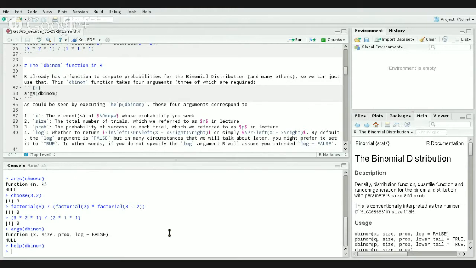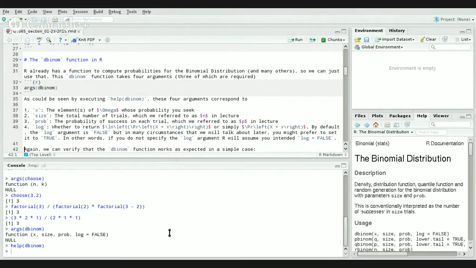If you specify log equals false explicitly or don't specify anything about the log argument, then it will just return the plain probability that the random variable is equal to x on the 0-1 interval. In some circumstances, which we'll talk about later in the semester, it would be preferable to set the log argument to true to have better numerical stability. But for this week, we're not going to worry about it.